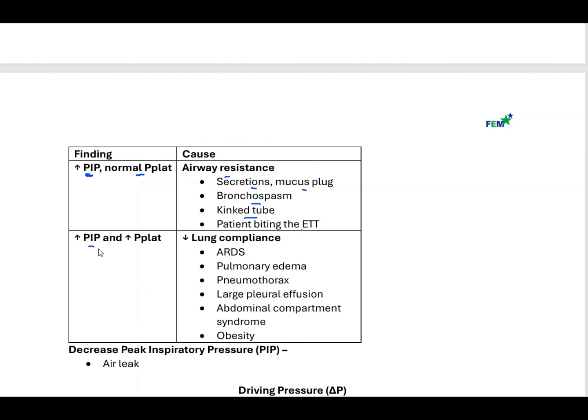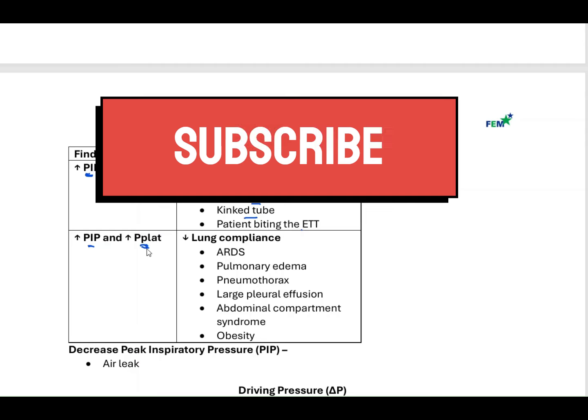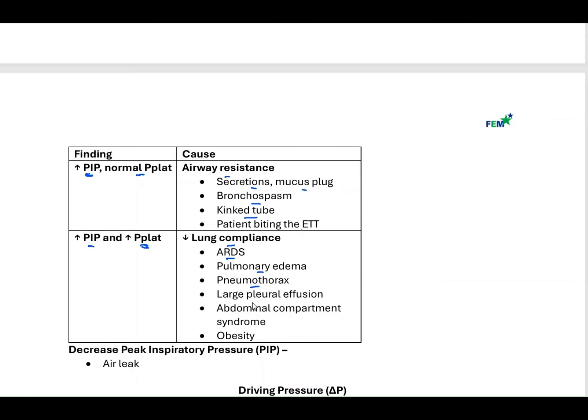So let's say the peak airway pressure is high, but at the same time, when we do our inspiratory hold, the plateau is also high. Then we know that the reason why the peak airway pressure is high is because of poor lung compliance, a decrease in lung compliance. This could be an example of somebody who has ARDS, pulmonary edema, pneumothorax, or a large pleural effusion, right? Because a large pleural effusion will prevent the lung from expanding.